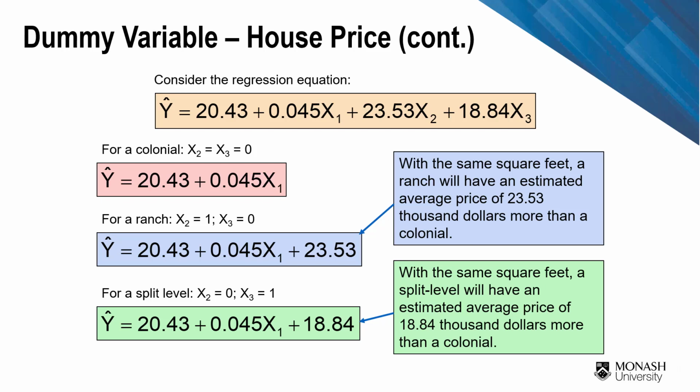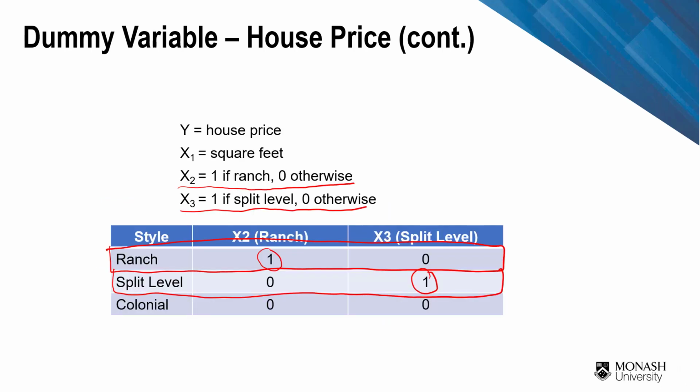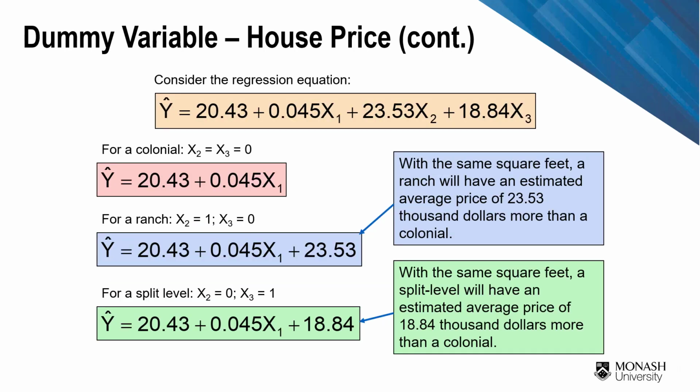Okay. Now, let's say the regression equation is like this. So you will get the result in here. And for a colonial house, as we see from the code here, you don't get anything for ranch and you don't get anything for split level. So you get 0 and 0. So this is your base regression. Your base regression will look something like that, because x2 will be 0 and x3 will be 0.